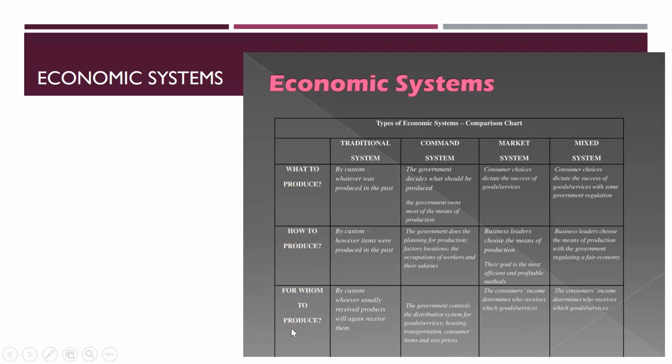Everyone has a specific role in society. In a command system, it is the government. The government makes these decisions. And then in a market system, it is individuals. Individuals working on their own self-interest make those decisions. So we looked at that, then we looked at advantages and disadvantages to each.